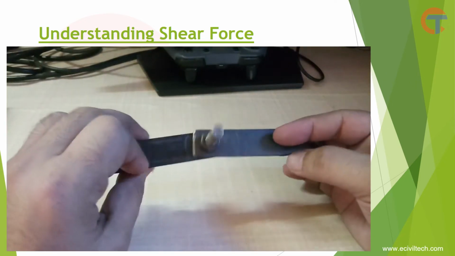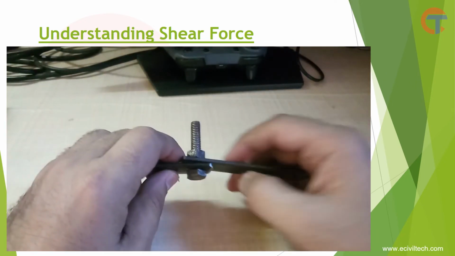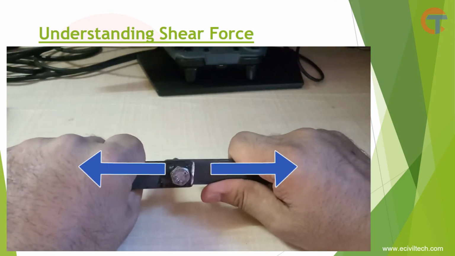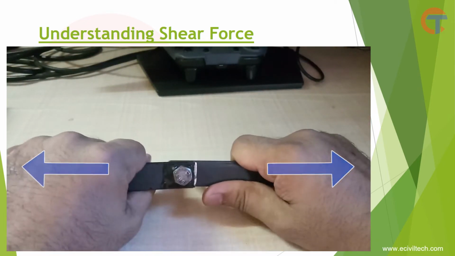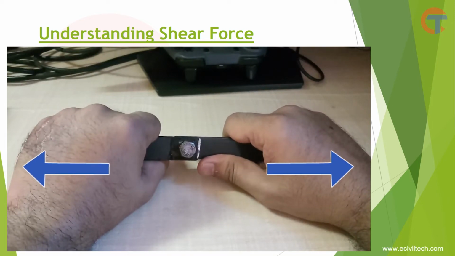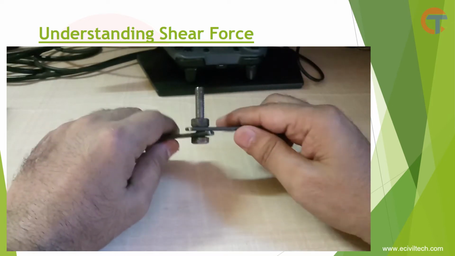Now look at this simple lap joint connection. These two plates are connected with a single bolt. Now I will apply load along the axis of the plate in opposite directions. By these equal and opposite loads, the bolt will feel shear force in the plane between the two plates. Where will it feel the shear force? Between these two plates, the plane between the two plates.